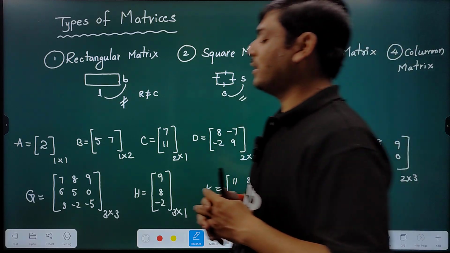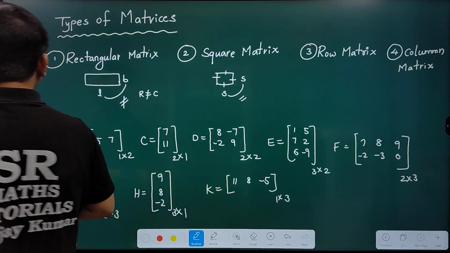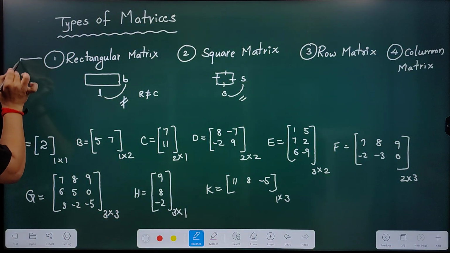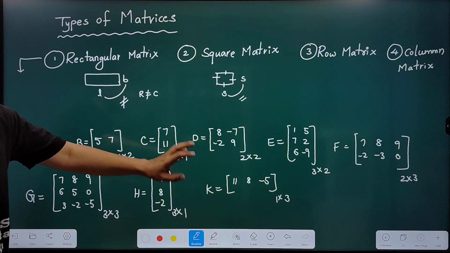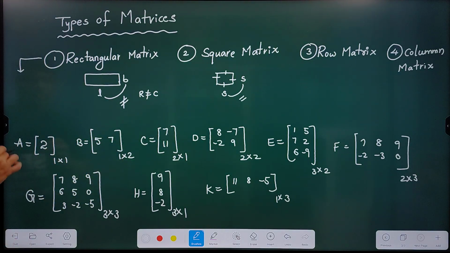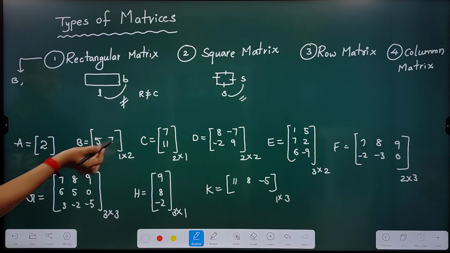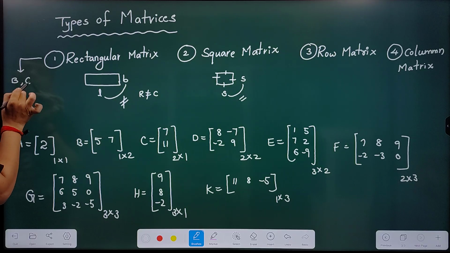How many matrices come in the rectangle matrix? Which of these matrices form a rectangle? Which matrix is not a rectangle? B is a rectangle matrix. C is a rectangle.